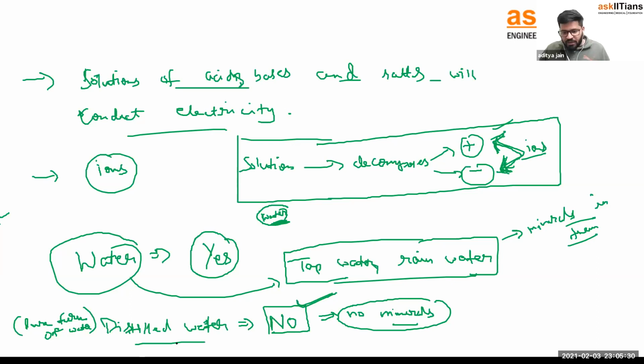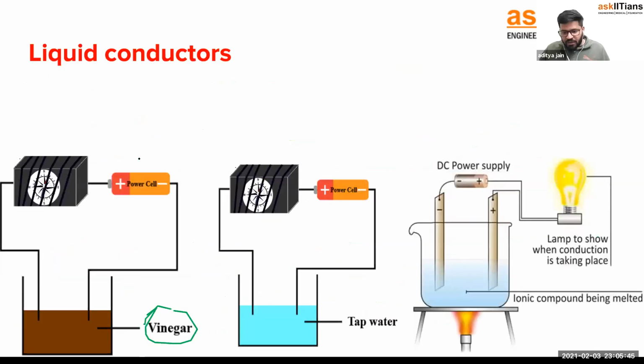You are observing some vinegar solution, yes or no? You are observing some tap water. So these are the conductors of electricity. How can you see the conductance? You can see a deflection here. So what is actually happening here?